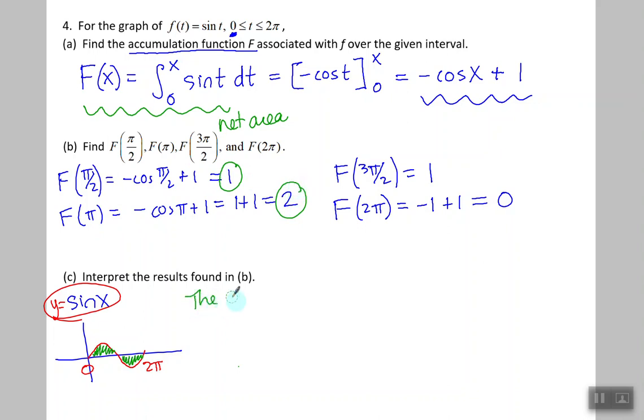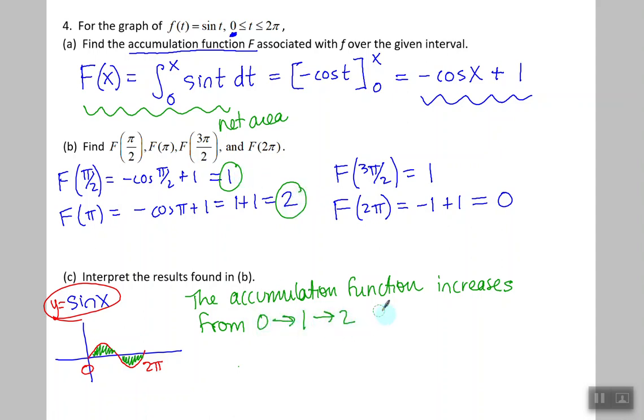So the accumulation function is increasing, starting from 0 up to 1 and then up to 2. So from 0 to 1 to 2, as x increases from 0 to pi, because of course this is where pi is, at the center of that, in the middle between 0 and 2 pi.